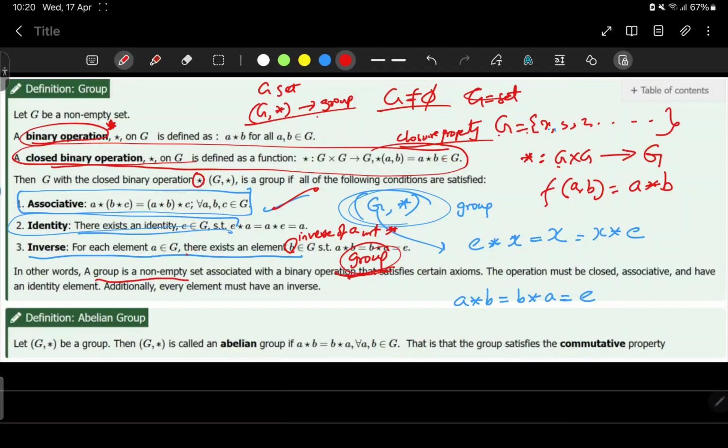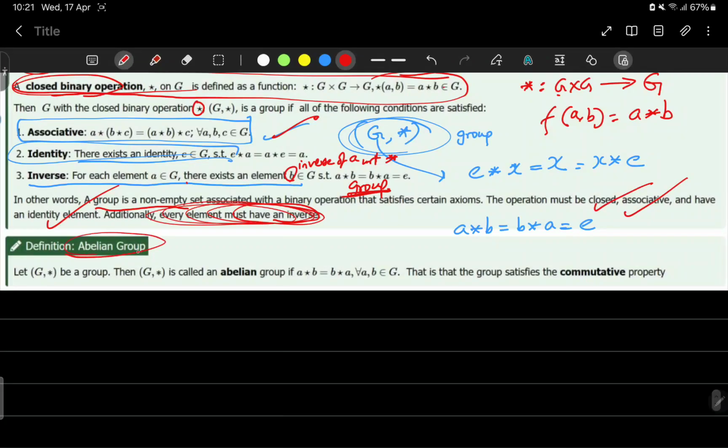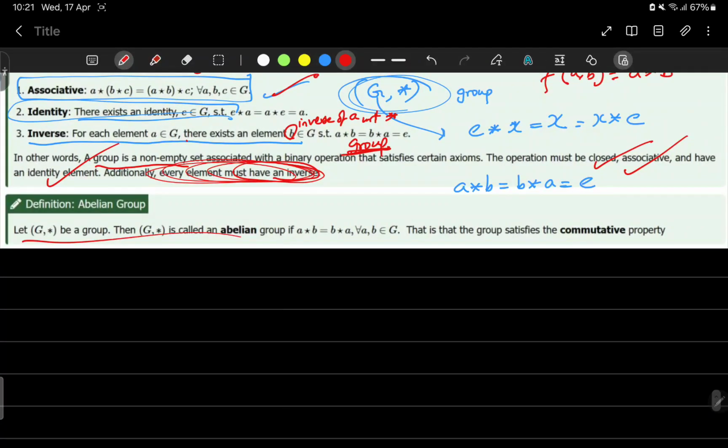That's what they have written: a group is a non-empty set associated with a binary operation that satisfies certain axioms. The operation must be closed, closed meaning a closed binary operation, and associative, and having an identity element. Additionally, every element must have an inverse. This is the main important criterion. Then we can call it a group. Now let's see our main definition, then we will wind up, and go into actual crypto, I mean elliptic curves.